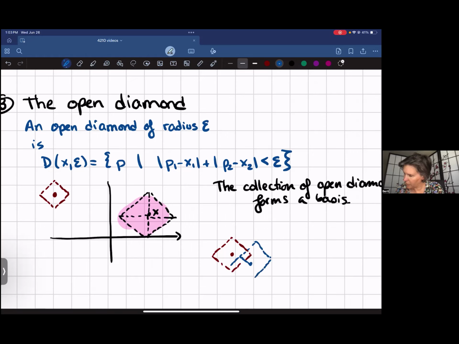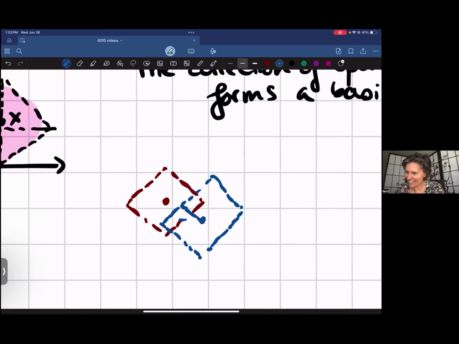Boy, I'm terrible at drawing diamonds. Okay, and then I want to look at the intersection. I'm going to just erase this radius here because it's confusing me. I want to take a point in the intersection. Let's take this point right here. Is there a diamond around that point that is inside that intersection? Just intuitively, do you think you could draw a diamond around that point? Not worrying about formulas or anything right now.